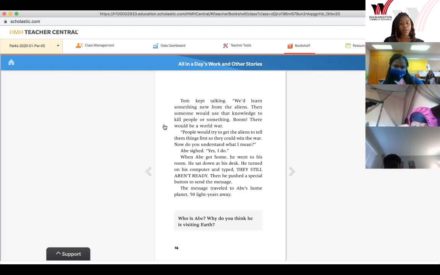When Abe got home, he went to his room. He sat down at his desk. He turned on his computer and typed, "They still aren't ready." Then he pushed a special button to send the message. The message traveled to Abe's home planet, 50 light years away.